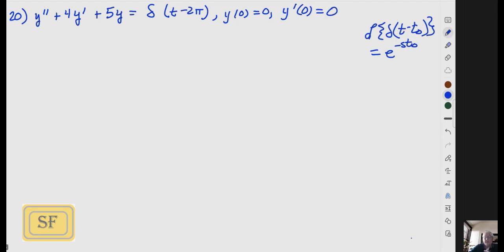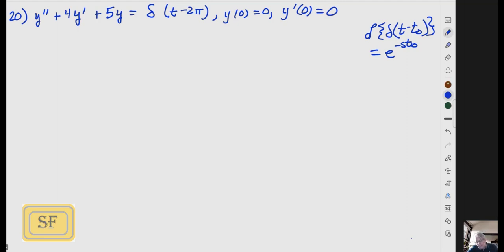Number 20 says to use the Laplace transform to solve the given initial value problem. We have y double prime plus 4y prime plus 5y equals delta of t minus 2 pi, and y of 0 is 0, and y prime of 0 is 0.